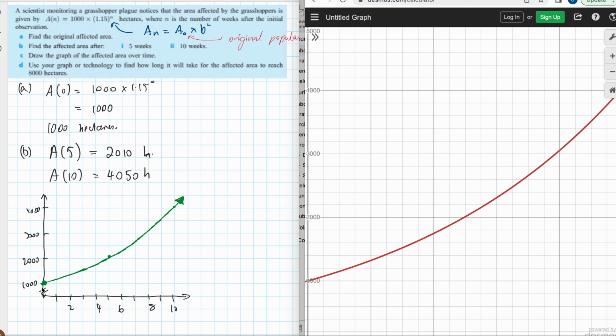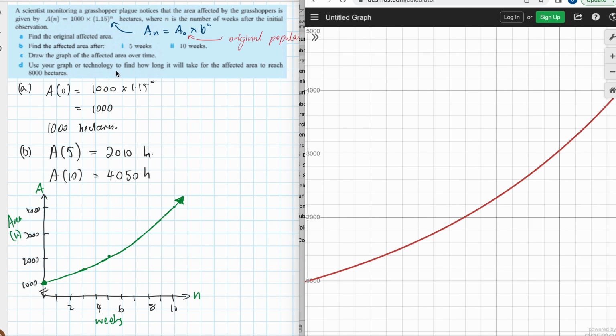And since this function continues, I'm going to draw an arrow here, right? But I'm not going to draw an arrow over here because it doesn't make any sense having a negative value. Now this is area in hectares, and we've got weeks here. Here, n is the weeks. That's a variable on the x-axis. So instead of x, they're using n, and over here they're using a. Okay, so we've sketched that out, and yeah, that's it.